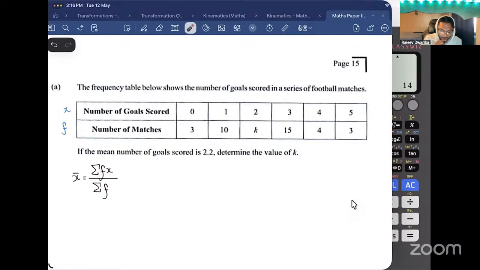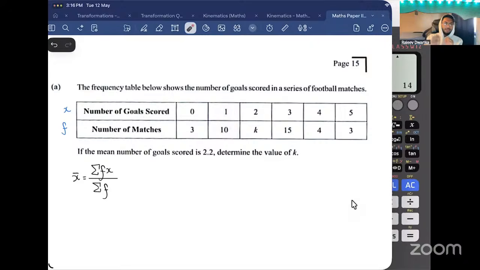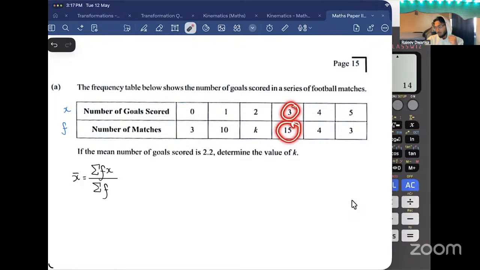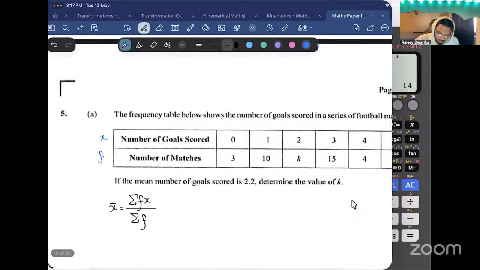So for instance, Nikolai, if I scored one goal 10 times, how many goals did I score altogether? You score one goal 10 times. How many goals do you score? 10. You score 3 goals 15 times. How many goals? That means multiply. So 45.